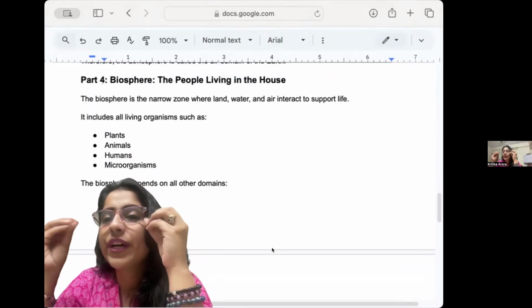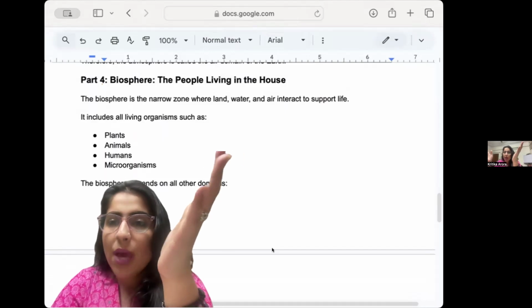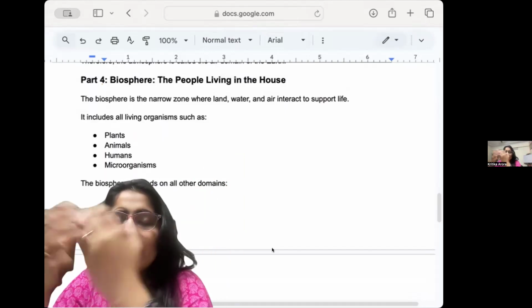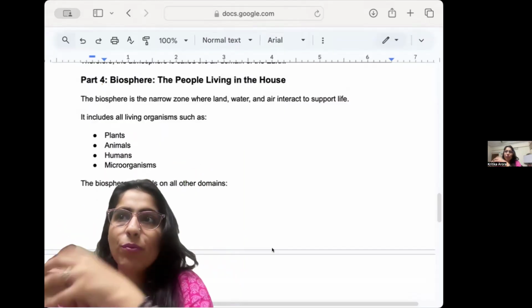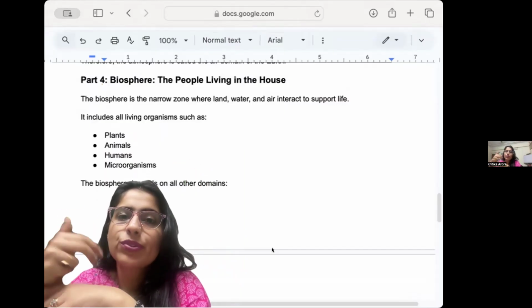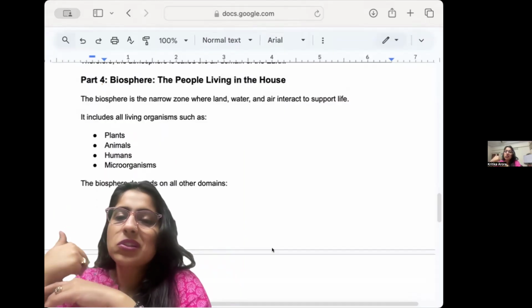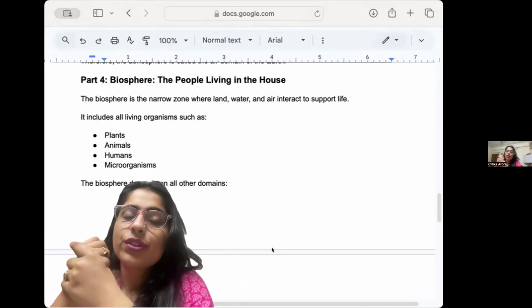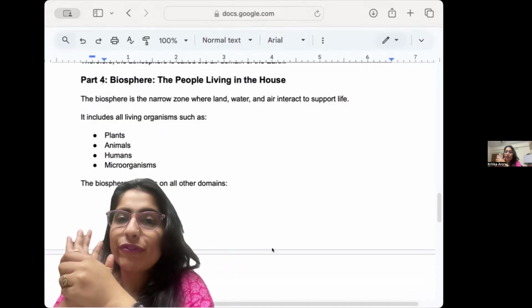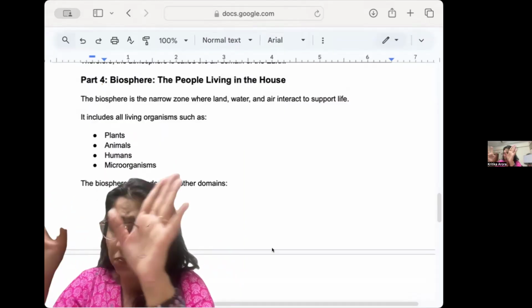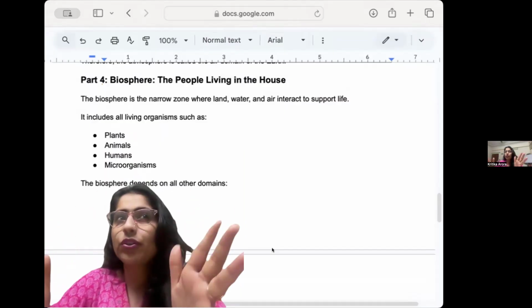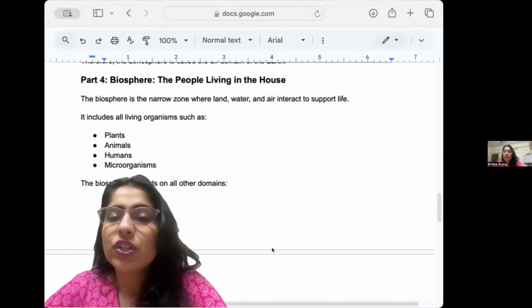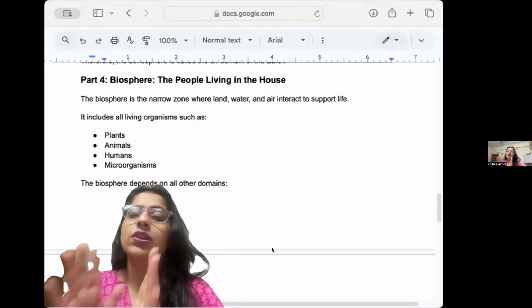They are a very, very important part, because if the people are not living inside the house, nothing will be possible. The water system will not be used, windows will be closed, no cross ventilation is happening. So this is the most important layer of the Earth's layers, or I would say Earth's different domains. The people living in the house are considered as the biosphere.